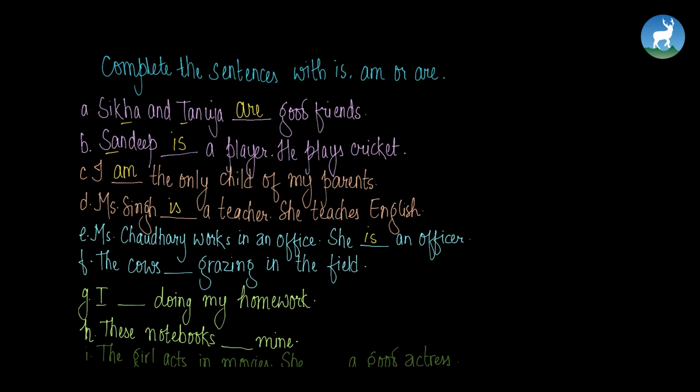The cows dash grazing in the field. Cows, plural subjects, are, the state of being, right? I dash doing my homework. I am doing my homework. These notebooks dash mine. Notebooks, plural subjects, so we write are. The girl acts in movies. She dash a good actress. She, singular, so we write is.